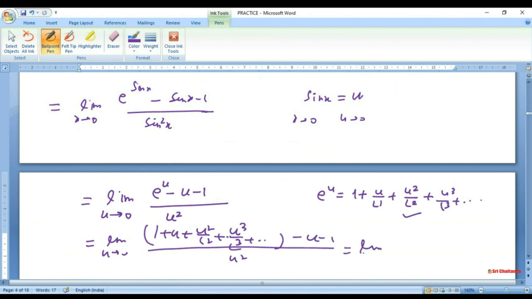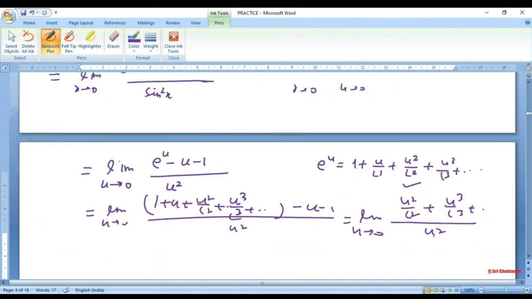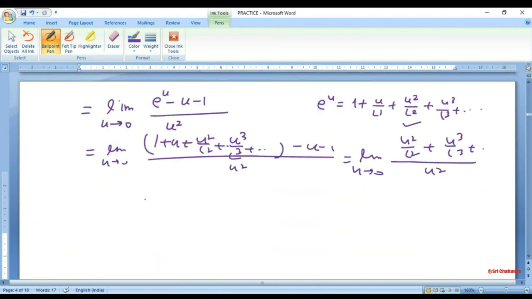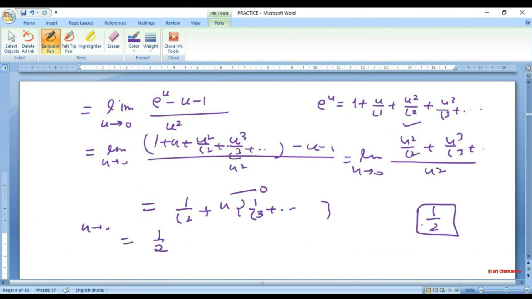That gives you limit u tends to 0. You are getting u square over factorial 2 plus u cube over factorial 3, and so on, upon u square. And the last step is that you are writing this as 1 over factorial 2 plus u times 1 by factorial 3, and all these terms. When u tends to 0, this tends to 0, and you are left with 1 by 2. So your final answer becomes 1 over 2. That's your final answer.